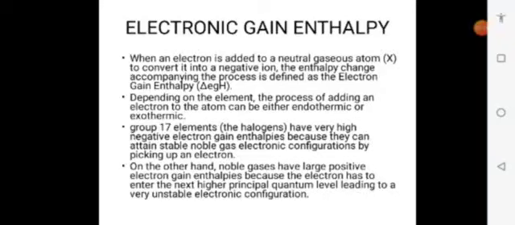What is electron gain enthalpy? The amount of energy released or absorbed when we add an extra electron in the outermost shell. So these generally form negative ions, mostly negative ions. And this electron gain enthalpy in a group, when we move up to down, decreases. But when we move left to right in a period, it increases.